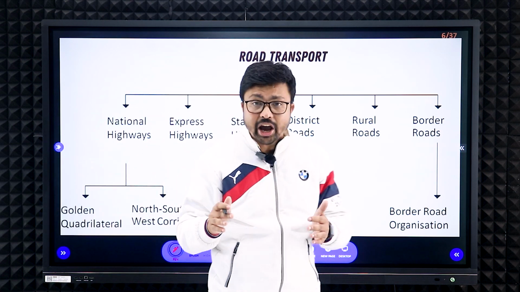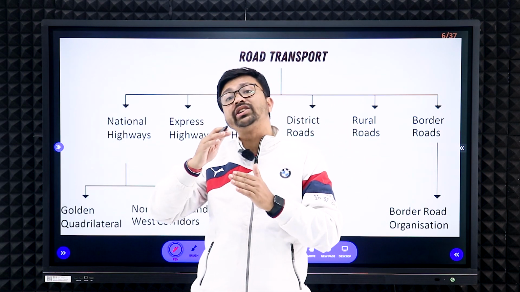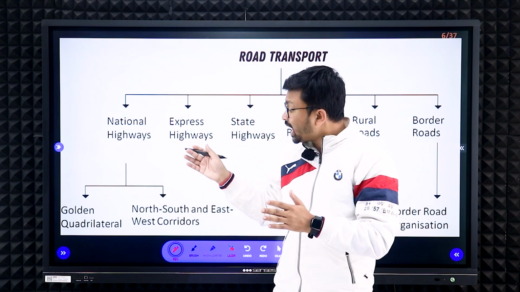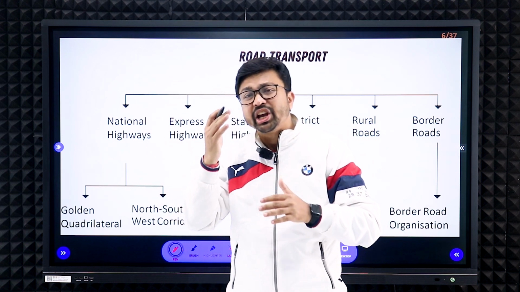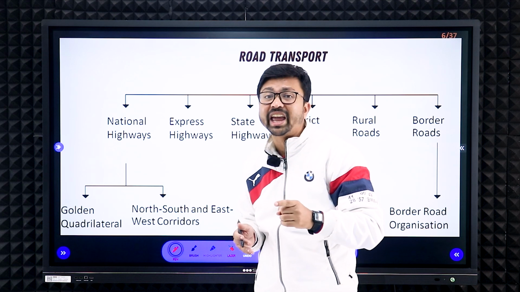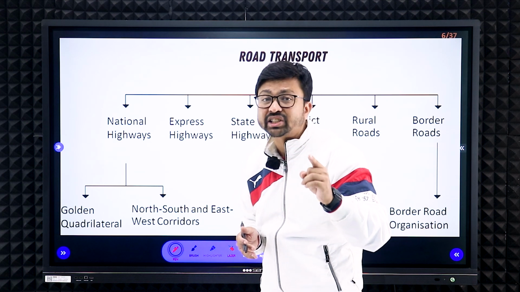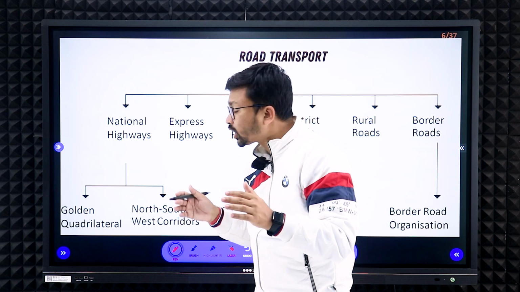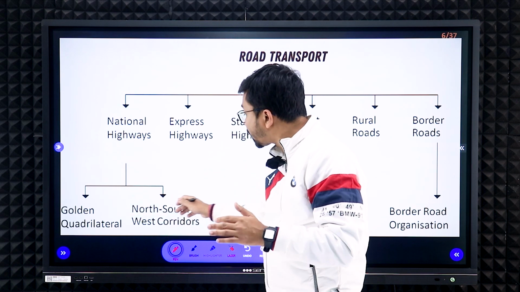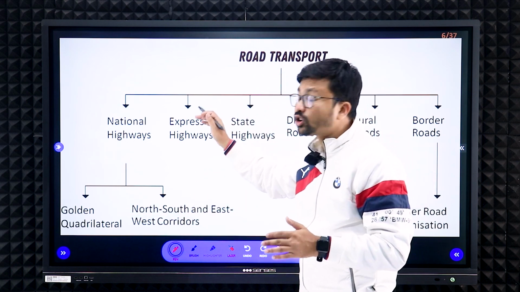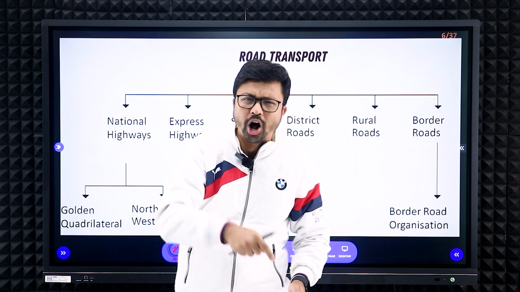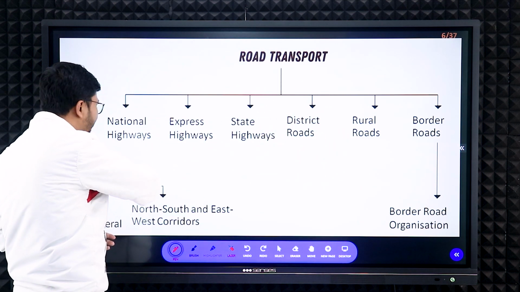And the national highways, to improve them to a higher level, different types of initiatives have been taken by the government under NHDP. NHDP means National Highway Development Program, right? What are those? They made the Golden Quadrilateral, the North-South and East-West corridors, as well as expressways. We'll discuss all those things one by one in the next slides, right?